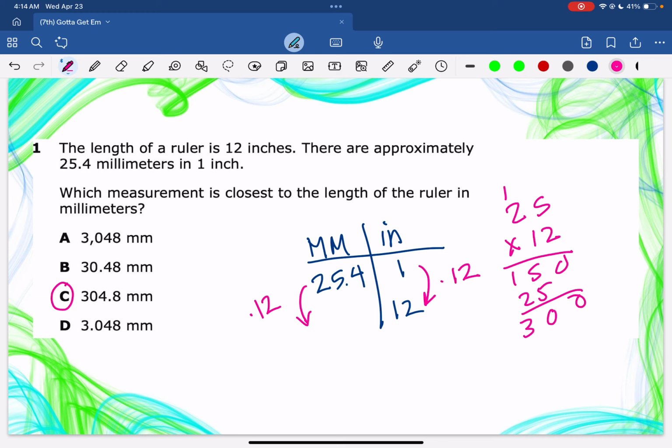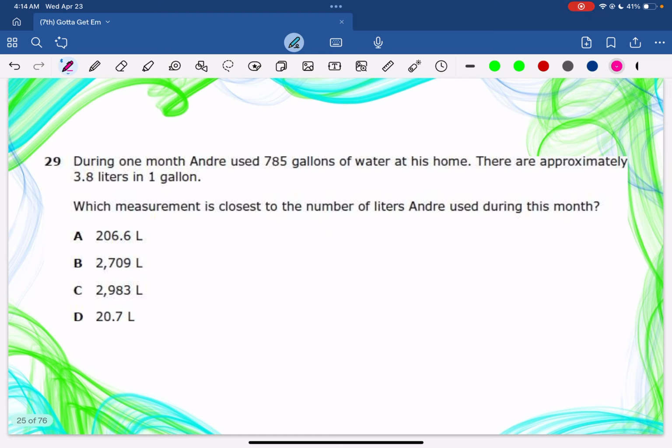All right, let's see if there's one more. Okay, I'm going to suggest that you pause the video, try to solve it yourself, and then come back. All right, guys, well, hopefully you figured out that we are comparing liters to gallons. It says during 1 month, Andre used 785 gallons of water in his home. There are approximately 3.8 liters in 1 gallon. Which measurement is closest to the number of liters Andre used during the month?